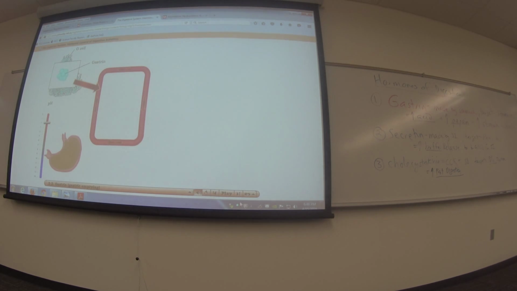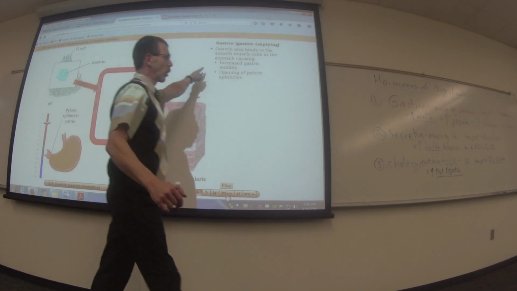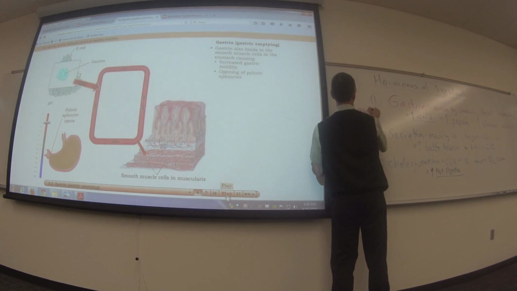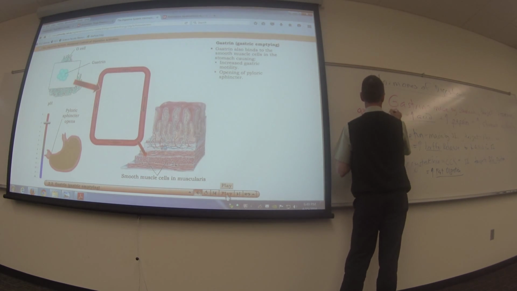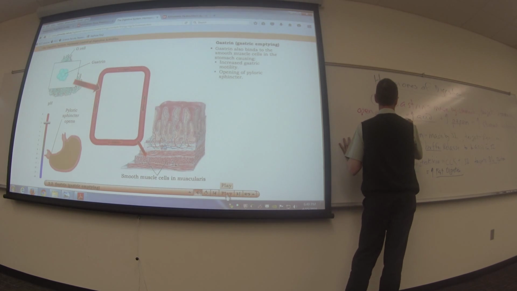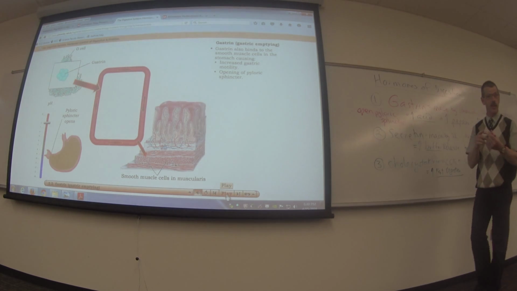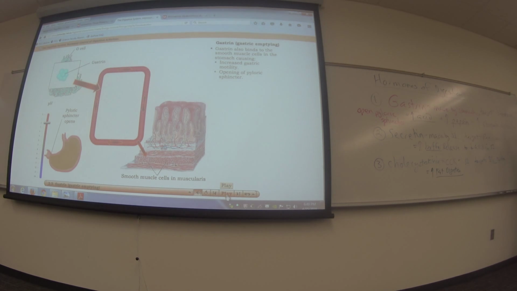Let's find out. Gastrin also targets smooth muscle cells in the gastric muscularis and pyloric sphincter. As a result, gastric motility increases and the pyloric sphincter opens. So which sphincter did what? Pyloric. Pyloric sphincter opens. So gastrin's job is to open the pyloric sphincter. Remember last week that was a sphincter between your stomach and small intestine. Why would you want an open sphincter if you're gastrin? What are you trying to do if you're gastrin?